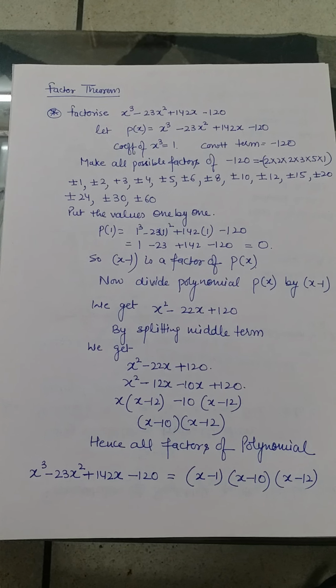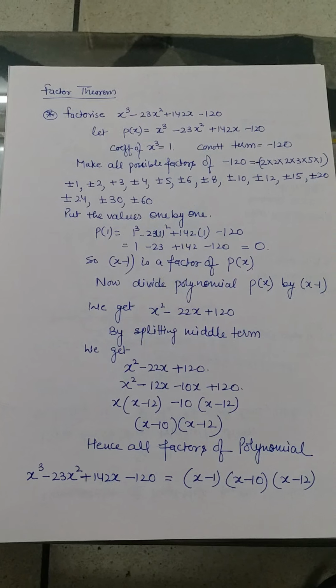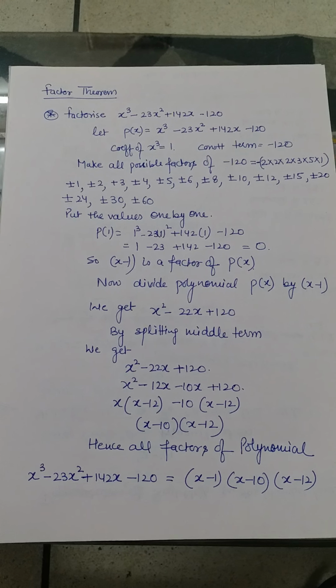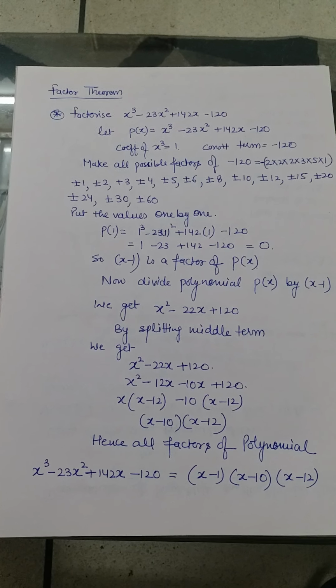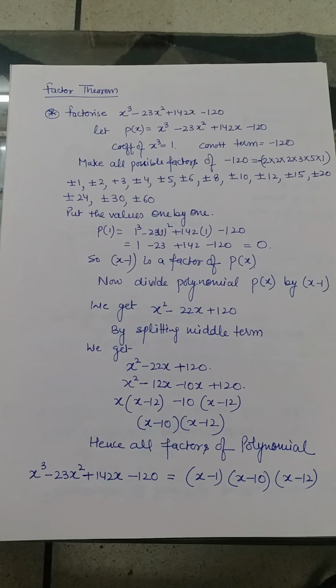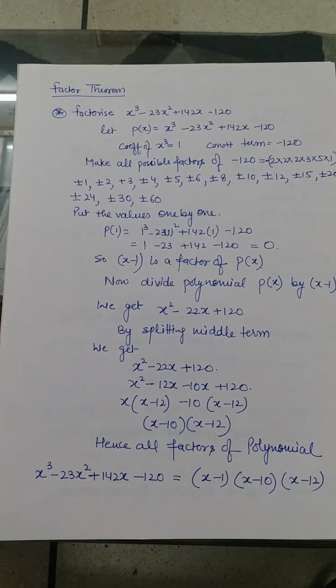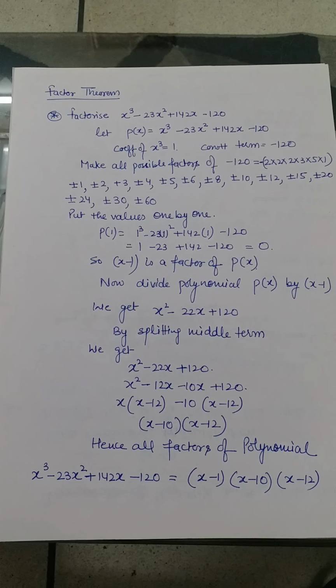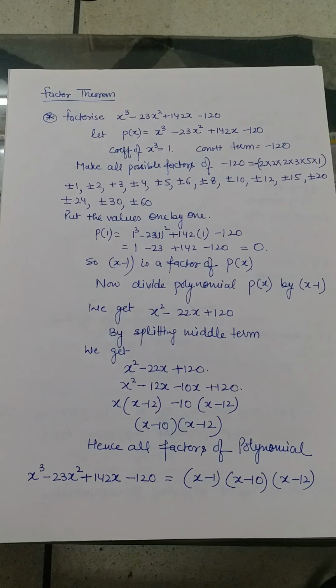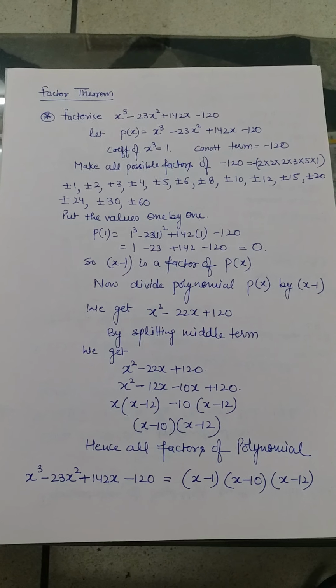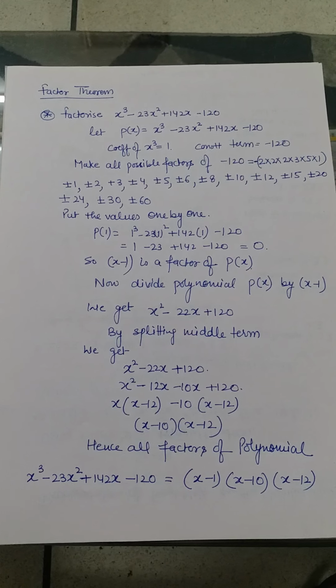So the possible factors are plus minus 1. We are taking plus and minus both the values. Plus minus 2, plus minus 3, plus minus 4. 2 into 2, 4. 2 into 3, 6. 2 into 2 into 2, plus minus 8. 2 into 2 into 3 gives us plus minus 12, 15, 20, 24, 30 and 60. These are the possible factors of minus 120.